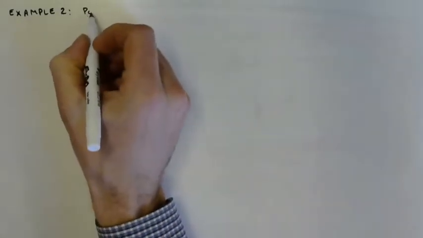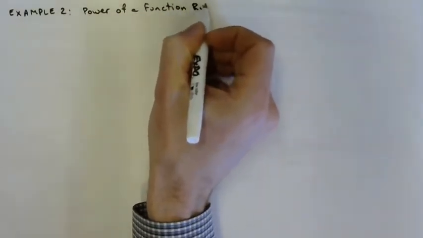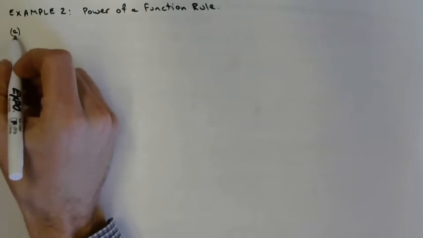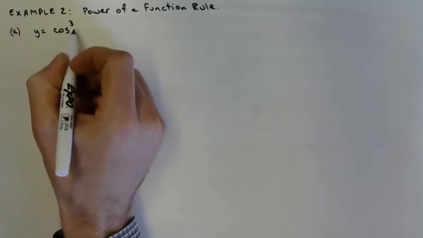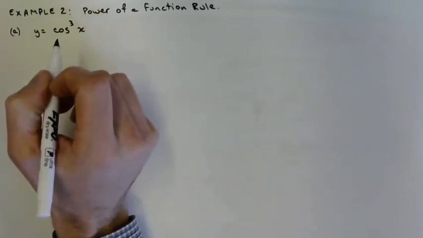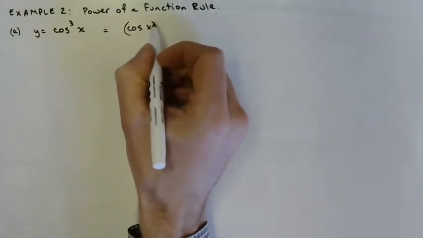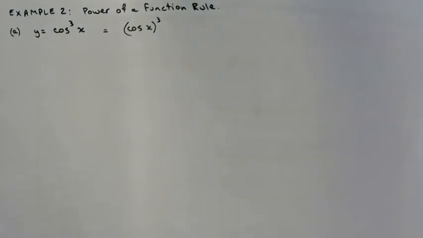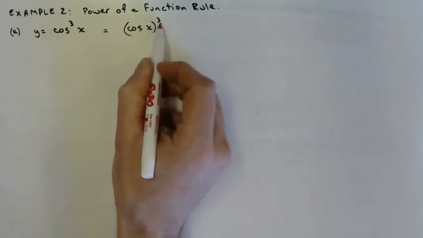In example 2, we're using the power of a function rule. So in this case, we have an inner function and an outer function. The first one that we're doing is y equals cos x cubed. Now if you can remember, this thing is actually the cosine of x, cubed. That might be helpful as we think about it. So we have two functions then. We have an inner function, cosine of x, and we have an outer function, x cubed.